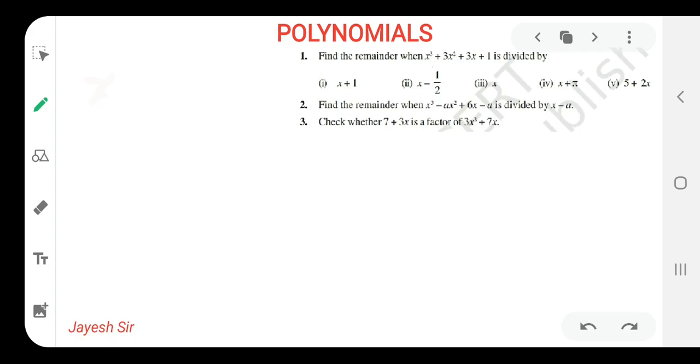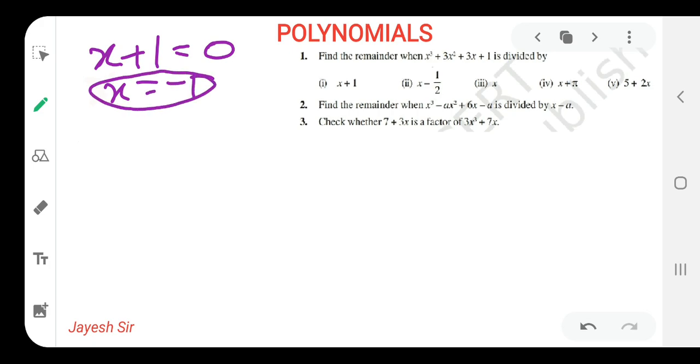Now here we have to find the remainder when x cube plus 3x square plus 3x plus 1 is divided by x plus 1. We need to find the remainder, friends. How have we learned to solve this? We can solve it by finding the value of x from x plus 1. That means x plus 1 is equal to 0, and plus 1 goes to the other side, so we get the value of x as minus 1.